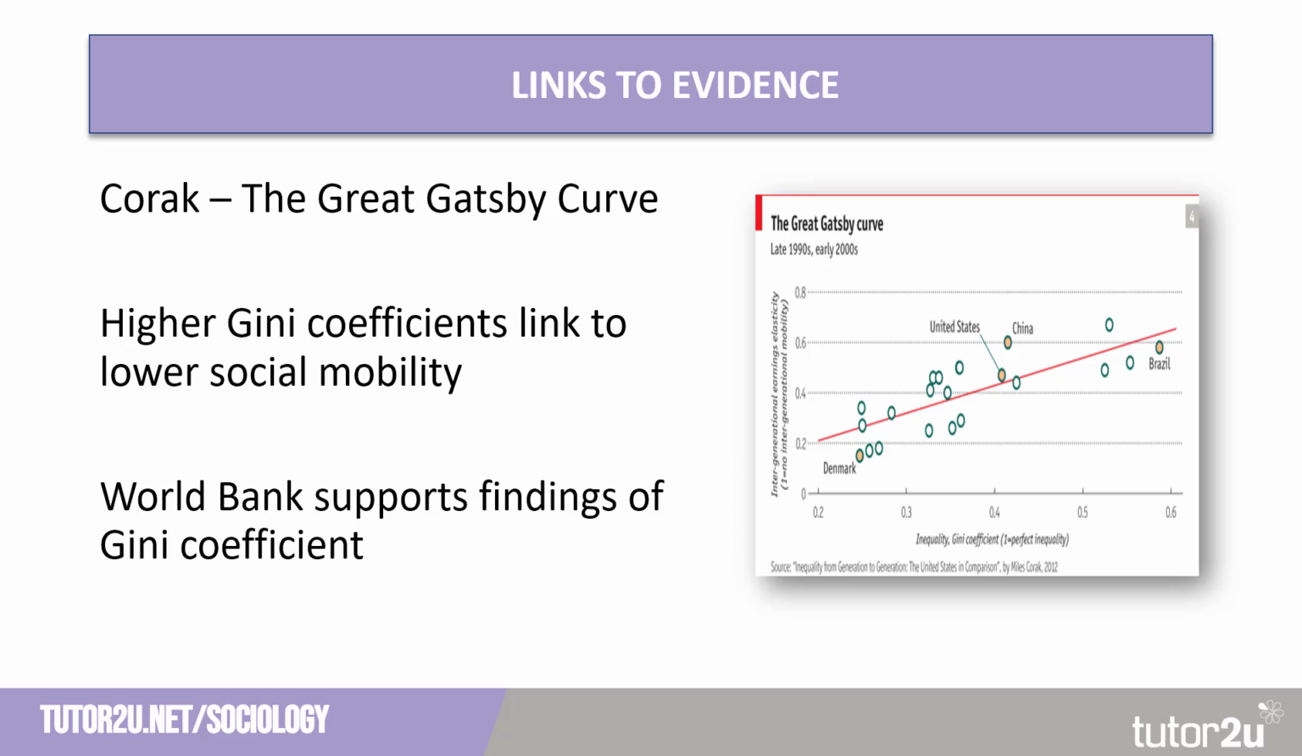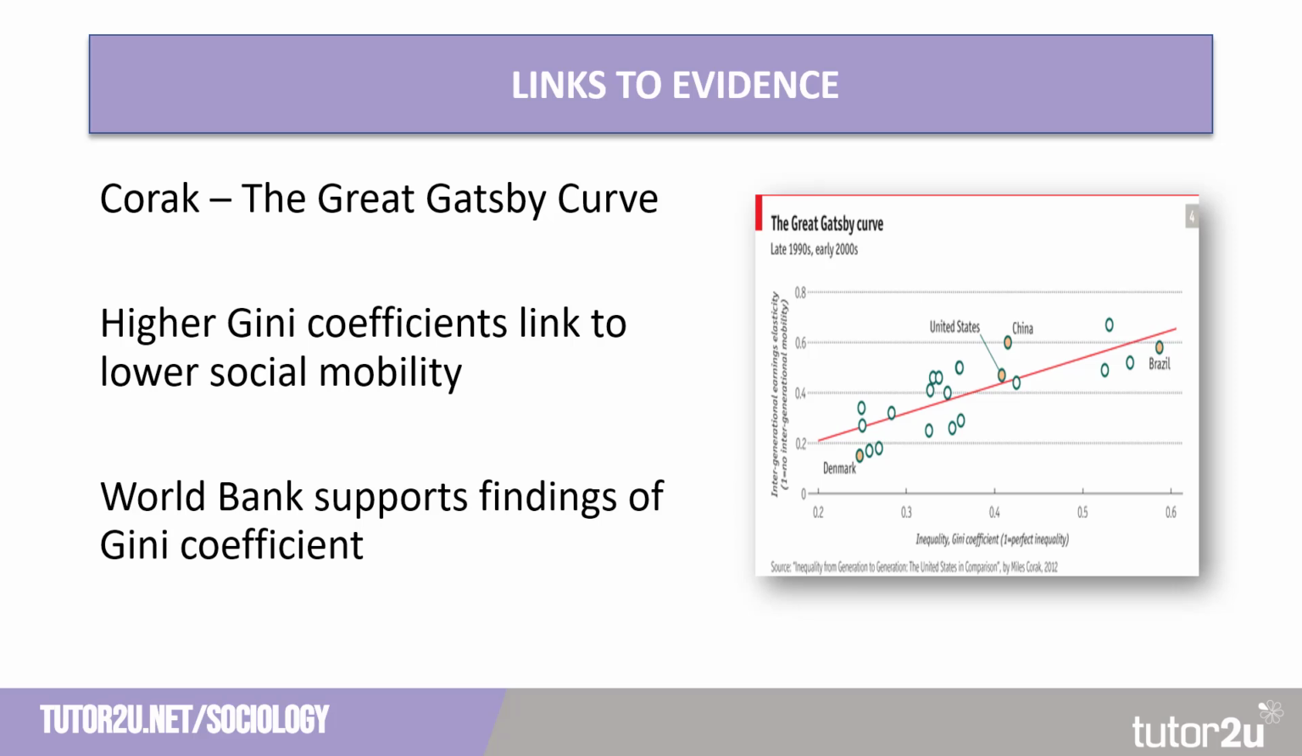Furthermore, the World Bank's data supports these findings, showing that nations with lower Gini coefficients, such as the Nordic countries, tend to have higher social mobility. These countries have policies that promote equal access to education, healthcare and social services, facilitating a more level playing field for all citizens.